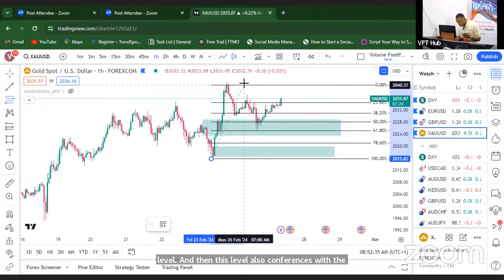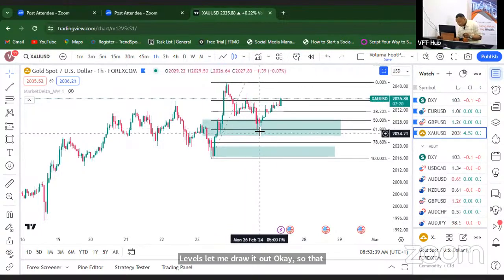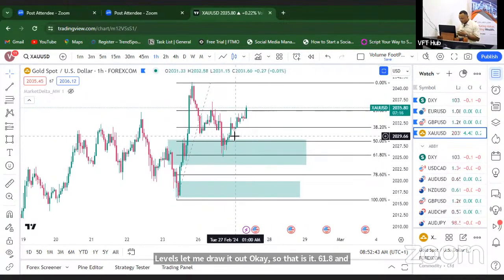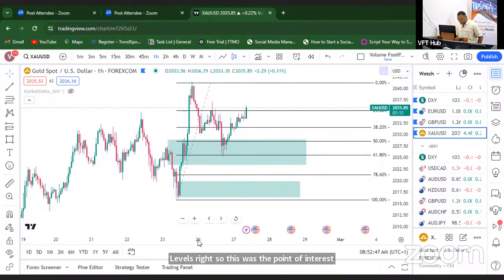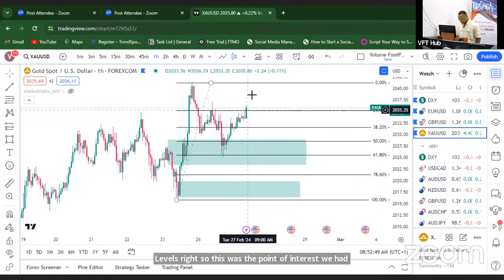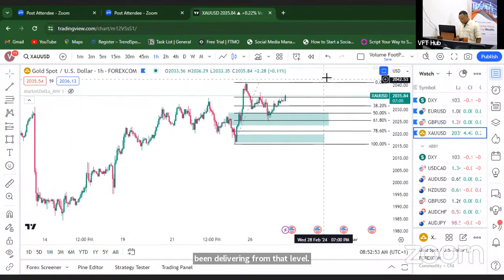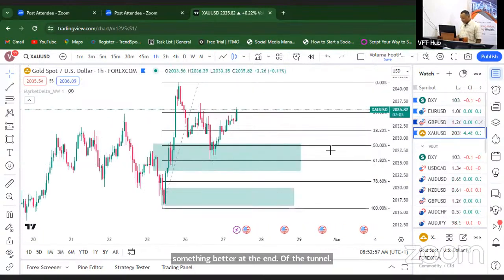Let me draw it out. Okay, so that is it. 61.8 and 50 levels, right? So this was the point of interest we had for gold as at yesterday, and you can see that gold has been delivering from that level going forward. Let's see if it's going to give us something better at the end of the tunnel. So that's that for the recap of yesterday's analysis.